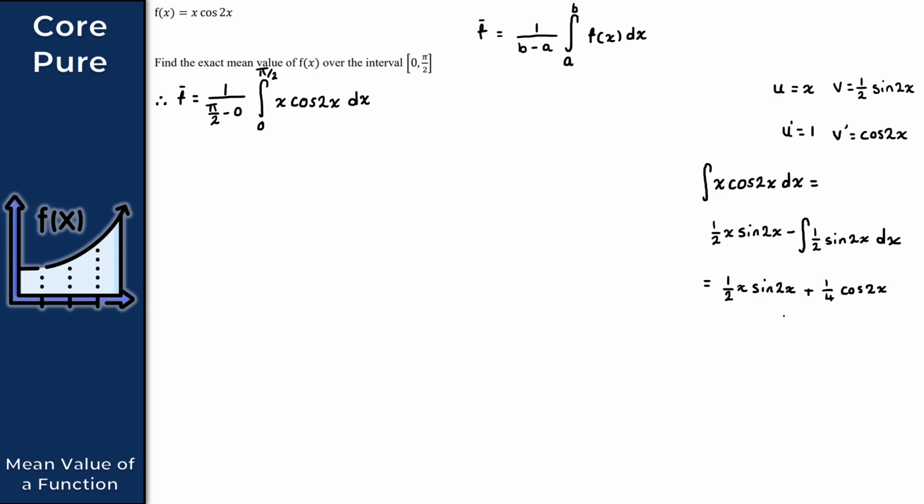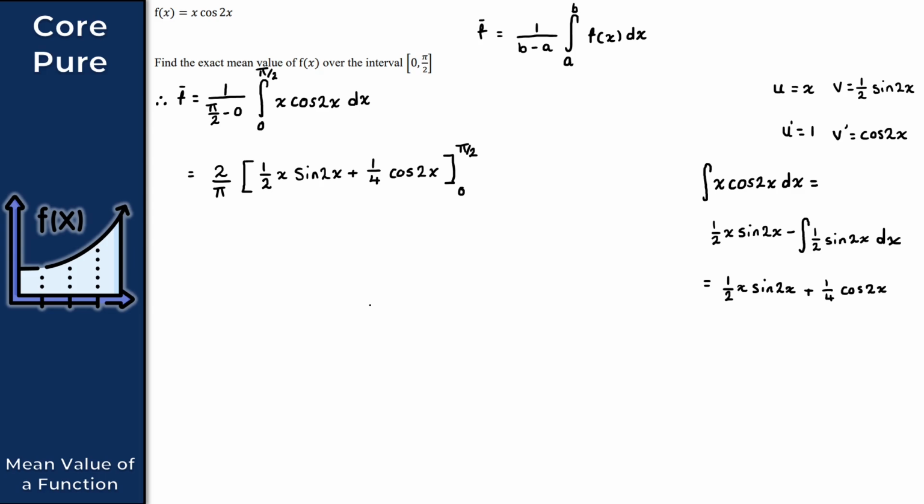Okay. So going back to our result here then for the mean value of a function. So 1 all over pi over 2 minus 0, so that's just 1 all over pi over 2. And 1 all over pi over 2 would just give us 2 over pi. We then times this by this result here, because don't forget we haven't evaluated this at these limits here. We get half x sine 2x plus 1 over 4 cos 2x, like so, and we evaluate this from 0 to pi over 2.